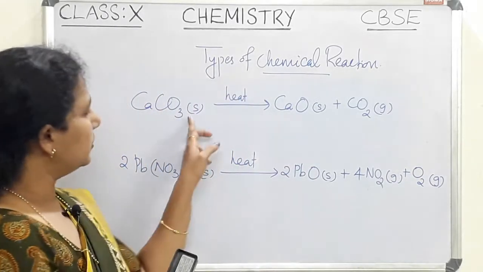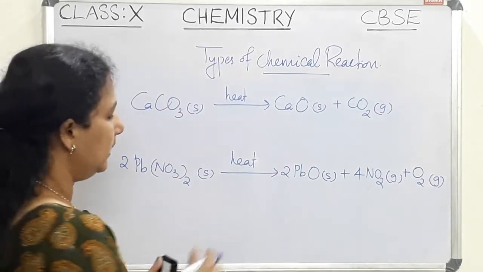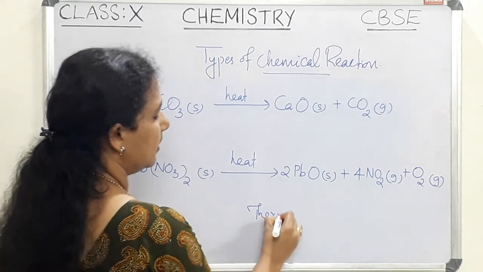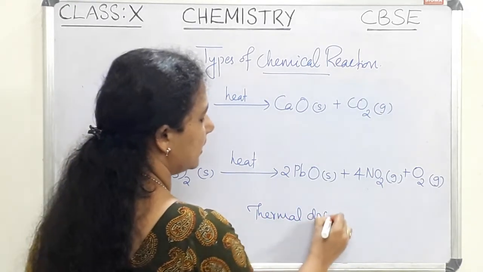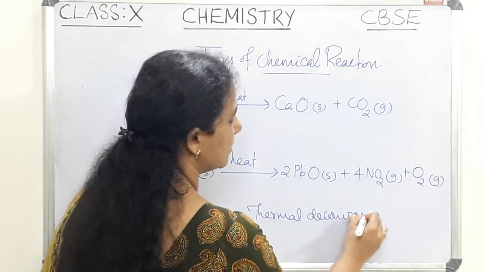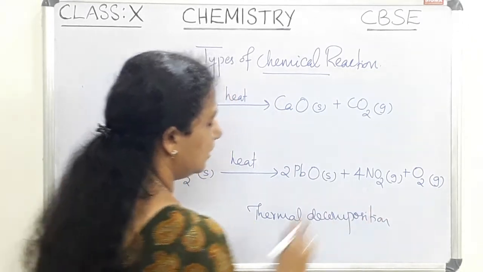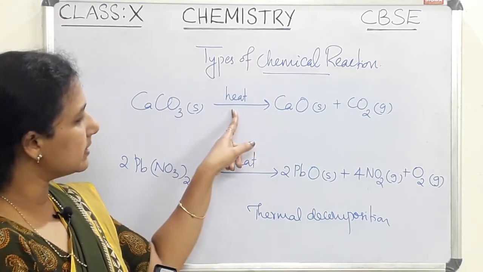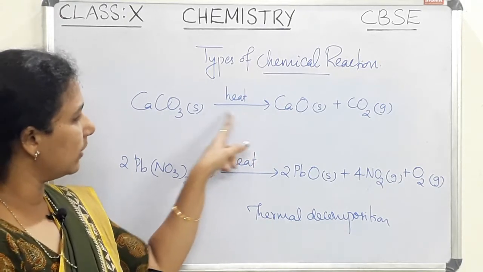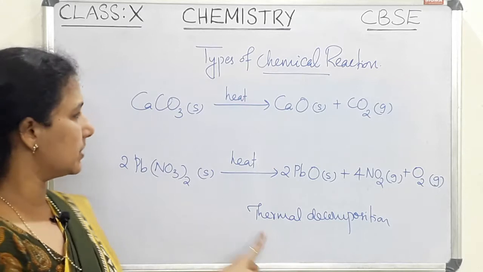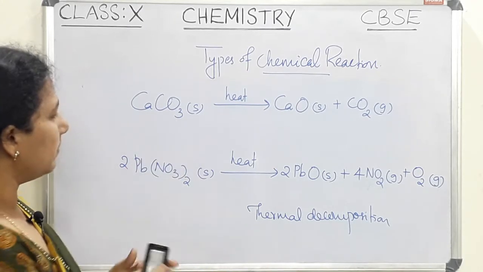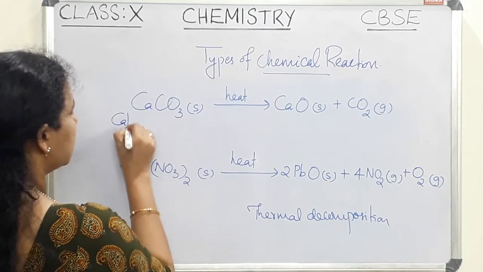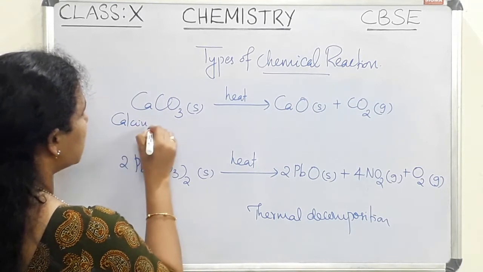So these are the two examples of thermal decomposition reactions. These are also thermal decomposition where heat is used to carry out this decomposition reaction. So heat is seen on the arrow. That is why it is called a thermal decomposition. Here calcium carbonate is otherwise known as limestone.